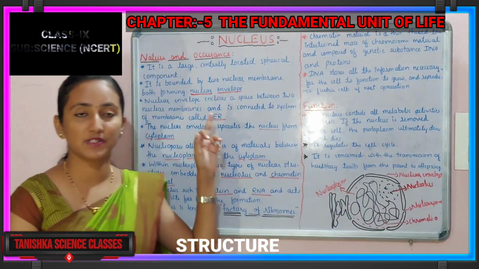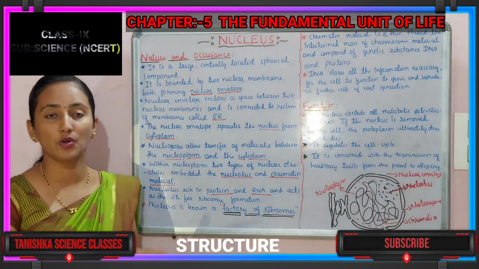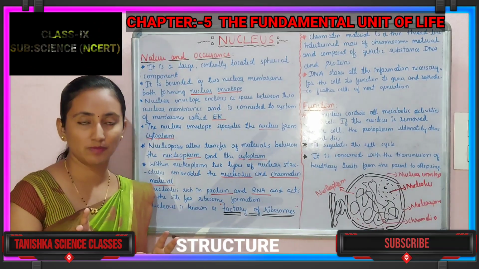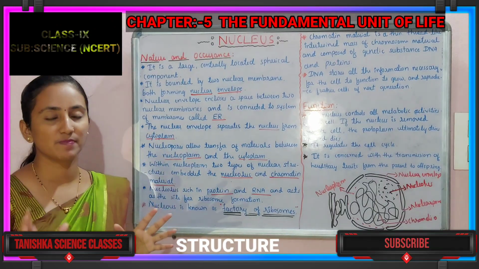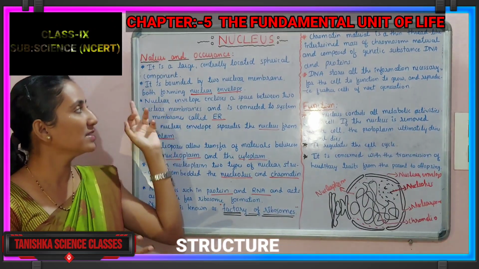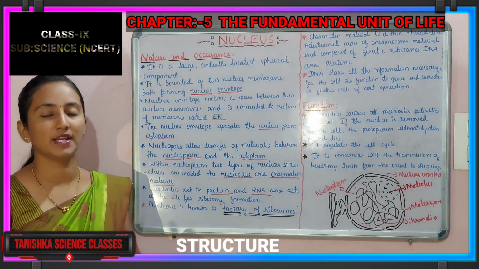Let us see first about the nature. How is it in nature? It is the large, centrally located, spherical component of the cell. Where is it located? At the center of the cell. And how is it? It is large and spherical in shape. After that, next, it is bounded by two nuclear membranes, which together form the nuclear envelope.